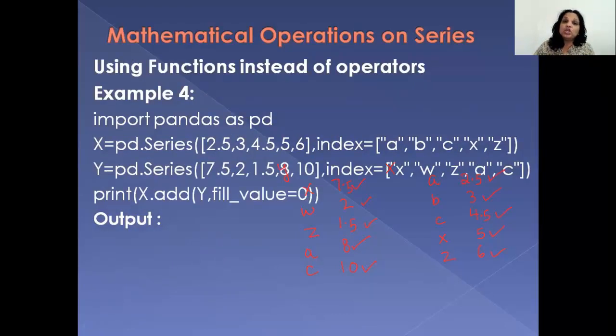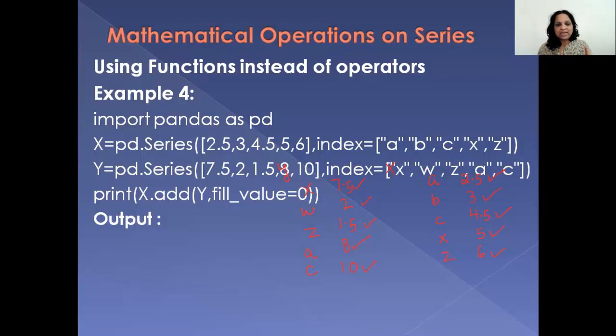But that's using functions of the data series, not by using the mathematical operator, not the symbols, but functions. Now, what's the advantage of having functions? When we have a function, the absence of a value can be substituted with a certain value that you specify in the function. I repeat, the advantage of using a function over an operator is that the absence of a value can be substituted by a value that you specify in the function.